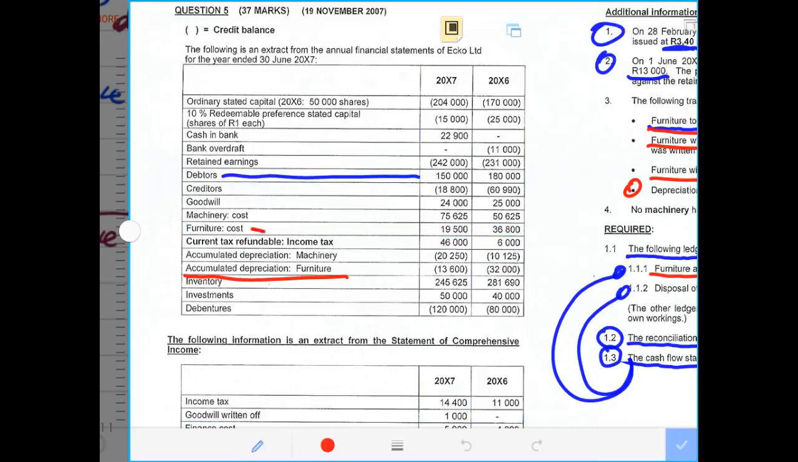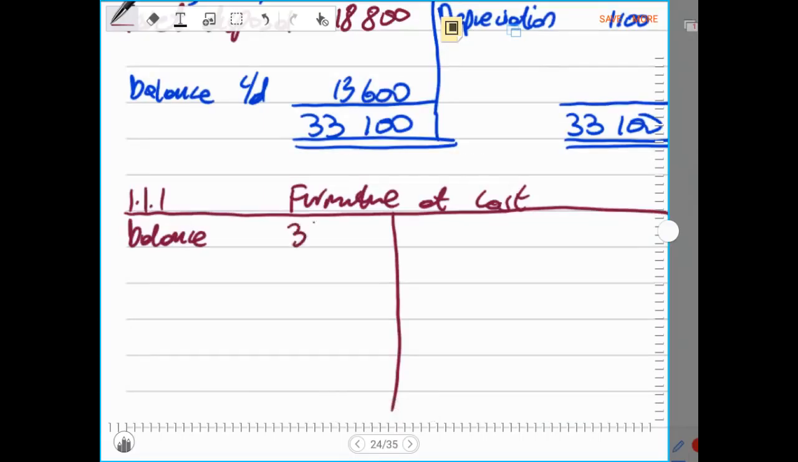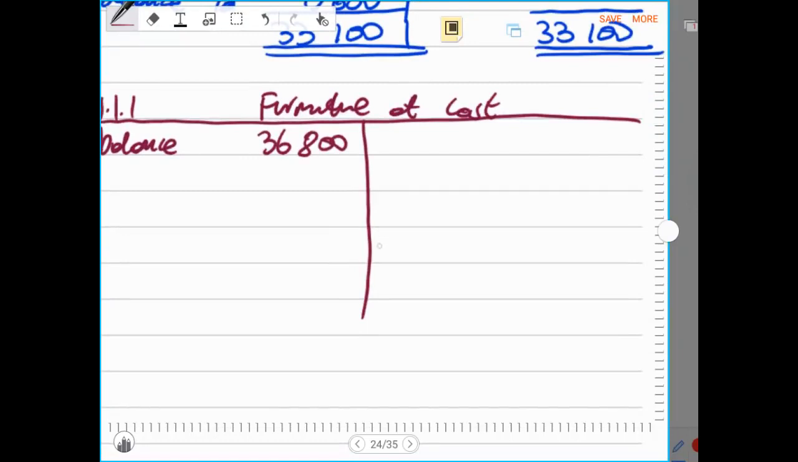There we have furniture, opening balance 36,800, which is the closing balance of the year 2006, becoming the opening balance of the year 2007. And remember, this is an asset. There are no brackets indicating that furniture is an asset. 36,800. Opening balance 36,800. And the closing balance will be on the credit side.